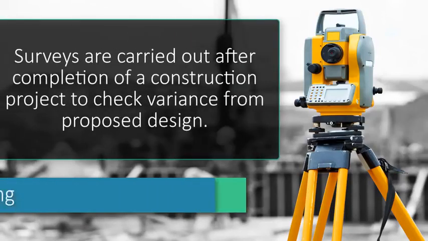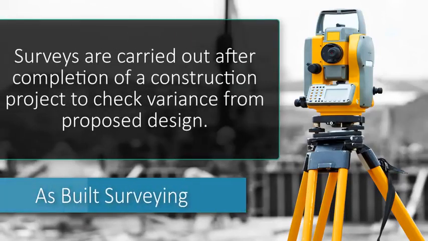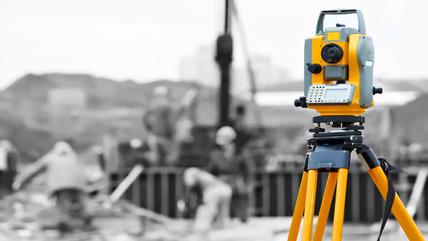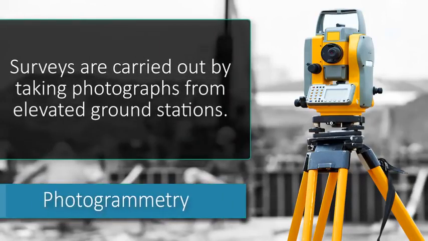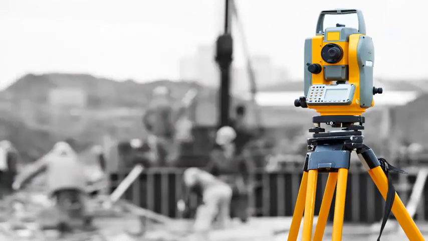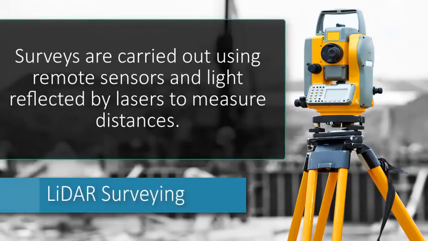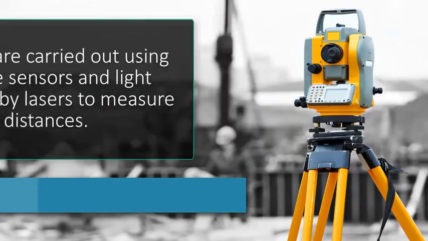In as-built surveying, surveys are carried out after completion of a construction project to check variance from proposed design. In photogrammetry, surveys are carried out by taking photographs from elevated ground stations. In lidar aerial surveying, surveys are carried out using remote sensors and light reflected by lasers to measure distances.